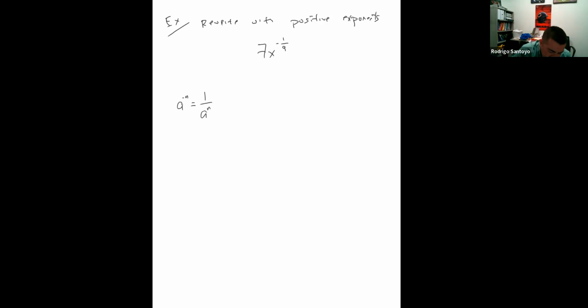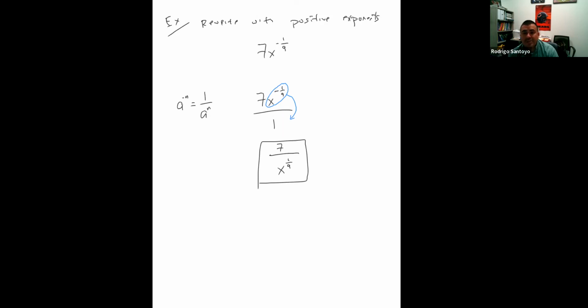All right. So we take a look at our problem. We have 7x to the power of -1/9. I'm going to put this over 1. Okay. And now I notice that my x has a negative exponent. So now all I'm going to do there is relocate that to the bottom. Therefore, 7 stays on the top. We have x to the power. When we relocate it to the bottom, it turns positive. So a nice little example of how we can rewrite a problem with positive exponents.